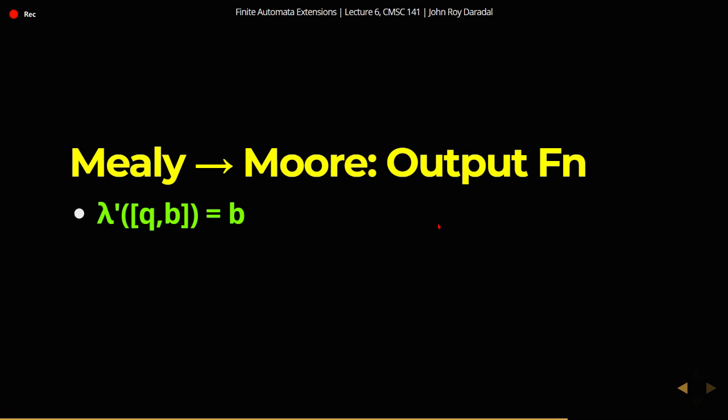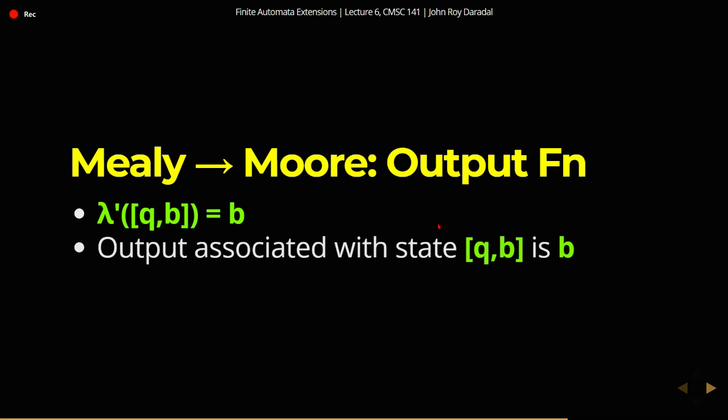For the output, it's pretty straightforward because the output symbol is embedded in the state name itself. So the output for that state QB is, of course, the B, which is the output symbol. That's already part of the state name, so we'll just extract that as the output symbol.